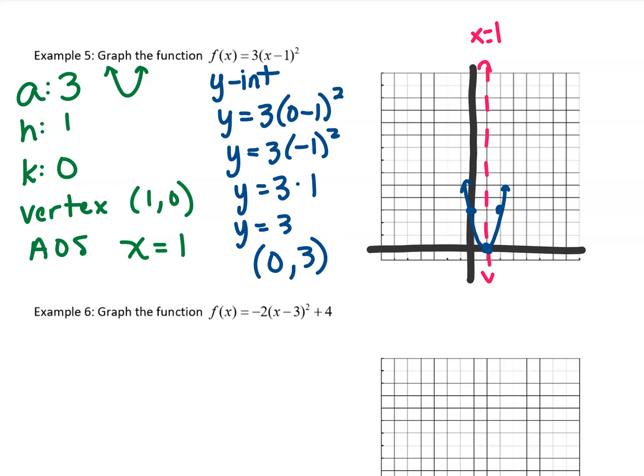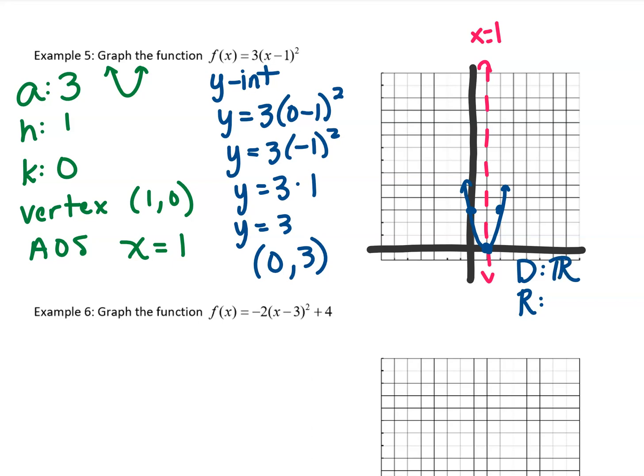And then let's talk about the domain and range. Domain and range is going to be part of a lot of these graphs from now on. So domain is the x values. All real numbers. It's going to go forever left and forever right. It's not going to stop going in either one of those directions. So our domain is still all real numbers.